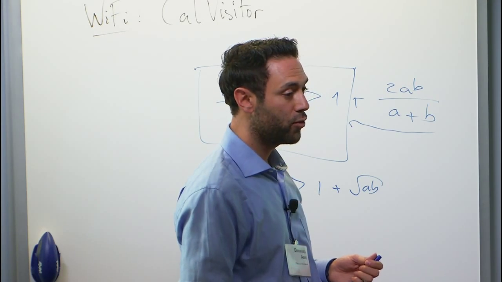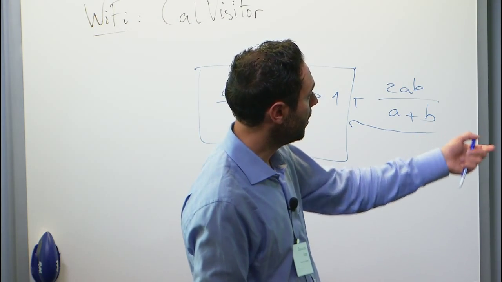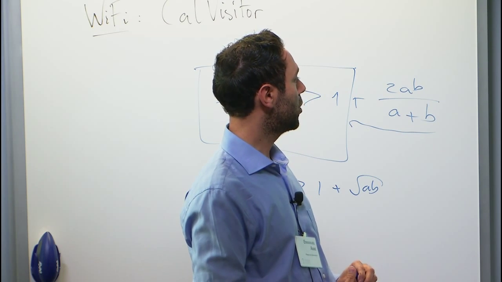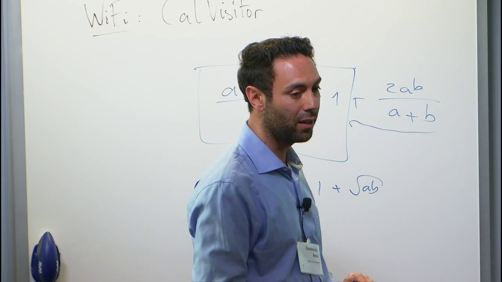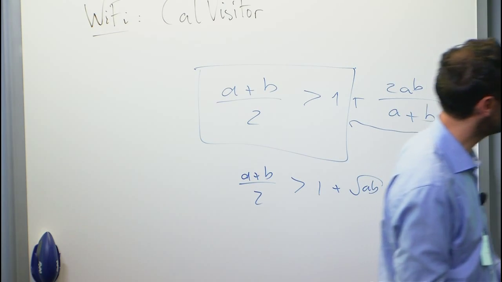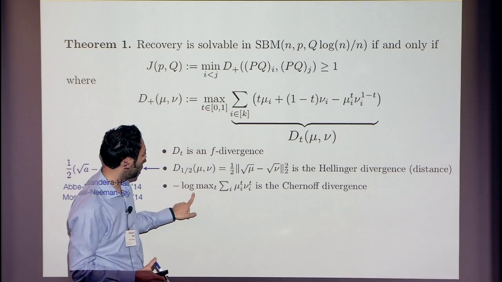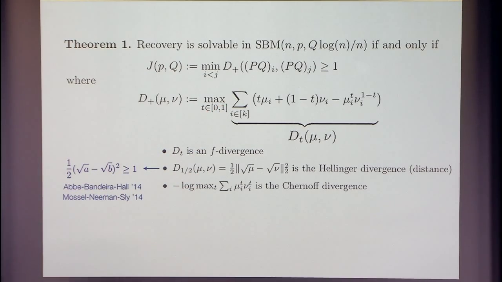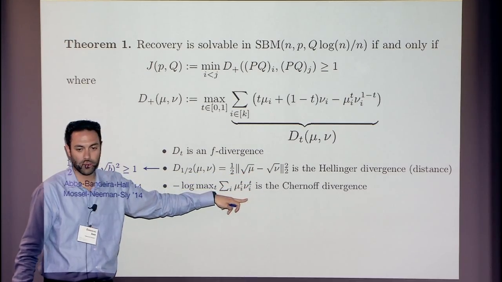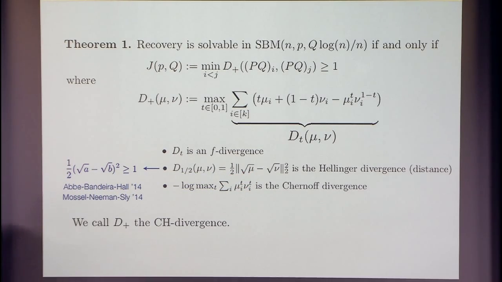But if you are not in the symmetric case, then the maximizer may not be half, so it may not be the Hellinger distance. Then it's going to be something which is a generalization of the Chernoff divergence. So if you look at this object here, with the summation and with the max, you just put a log on top, then this is called the Chernoff divergence. But in our case, mu and nu are not necessarily probability distributions, so this sum is not necessarily 1. So in other words, this is a generalization of both the Hellinger divergence and the Chernoff divergence. So we call it in the paper the Chernoff-Hellinger divergence.